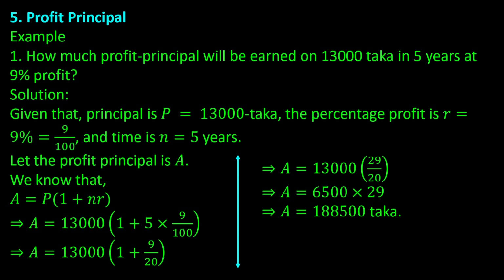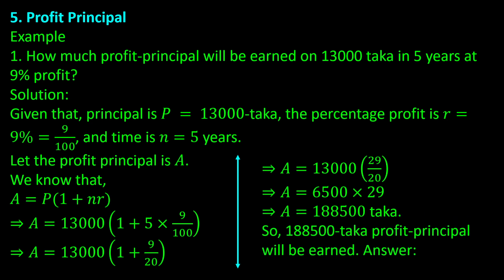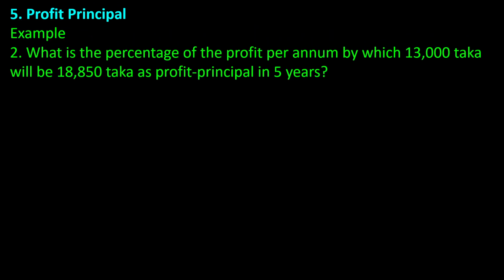So A equals 18,850 taka. That means 18,850 taka is the profit principal, and this amount will be earned in 5 years. So let's have a look at the next example.